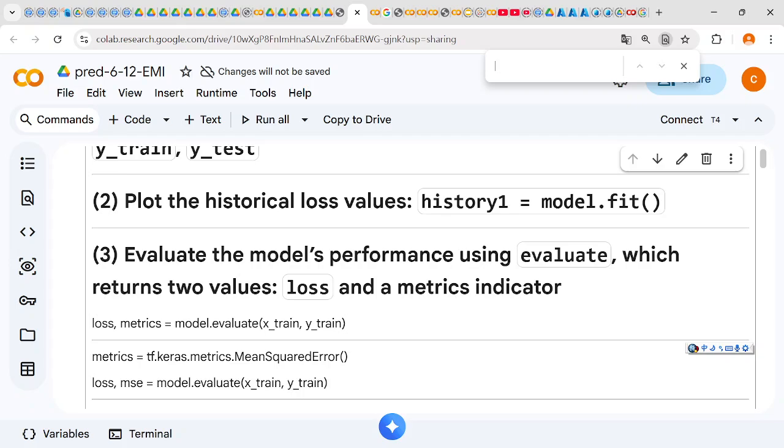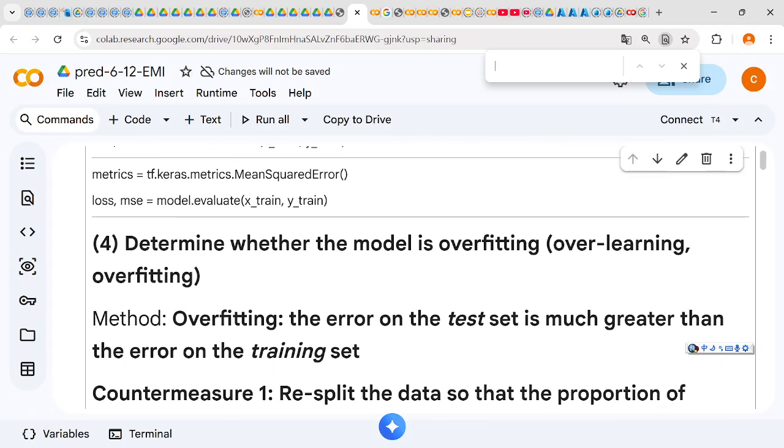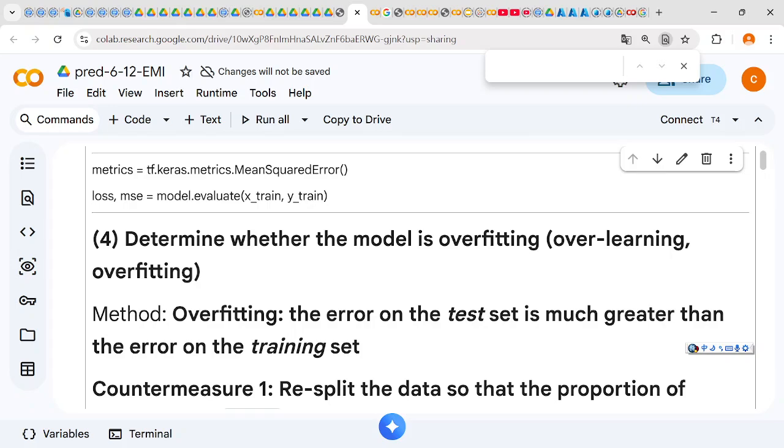The second is to plot the historical loss value. And the third is to evaluate the model's performance using evaluate, which returns two values: loss and metric indicator. And the fourth is to determine whether the model is overfitting.